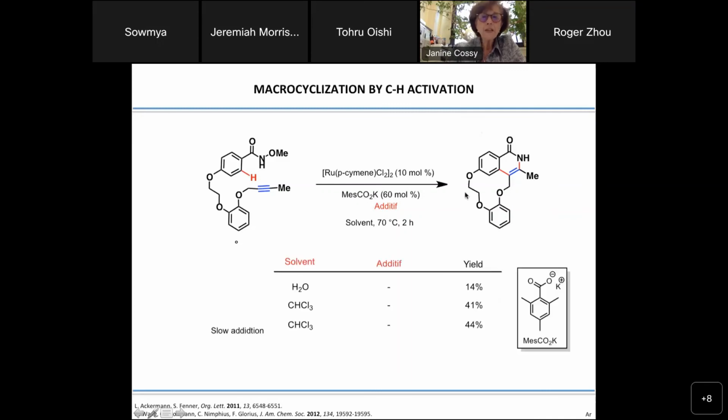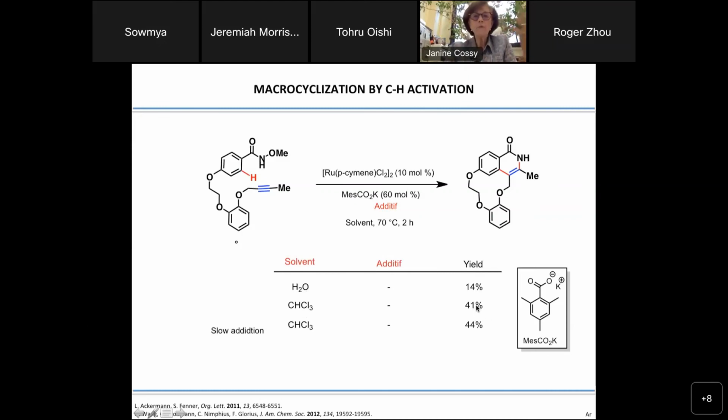The reaction was done in water at first. The yield was not really good, 14%. Now, if you use chloroform, the yield is increased to 41%. In water, the product was not really soluble. So in chloroform, the yield was a little bit increased.